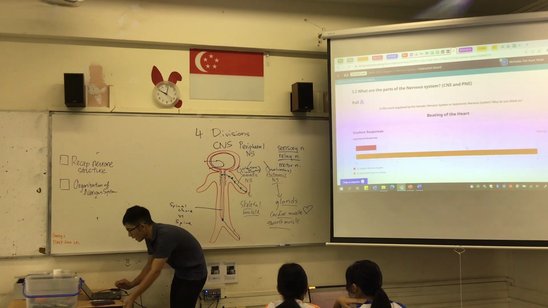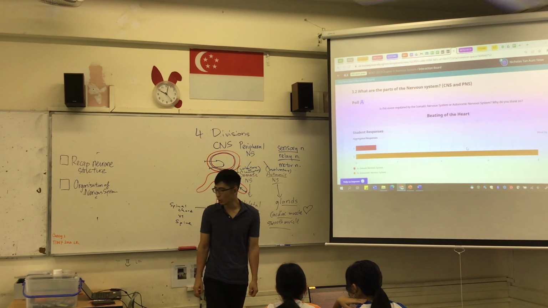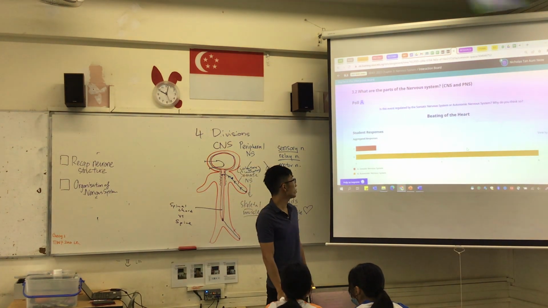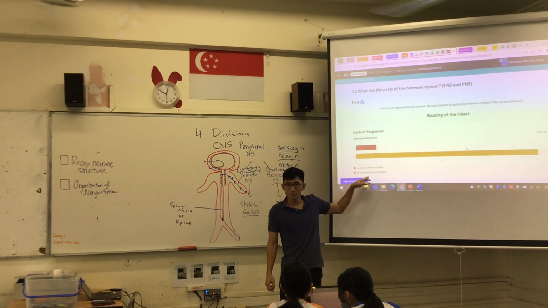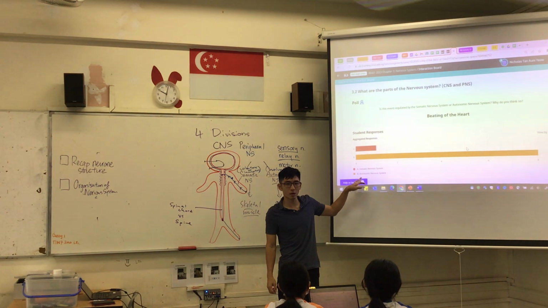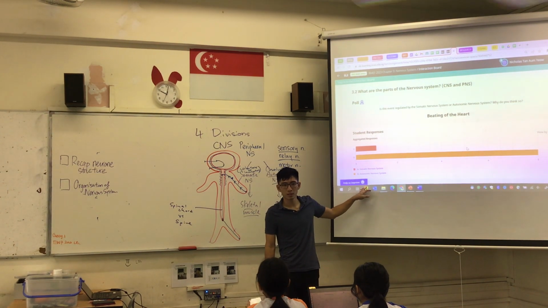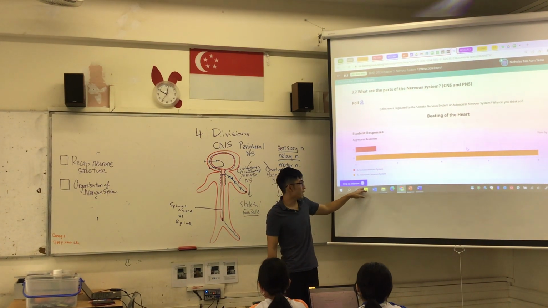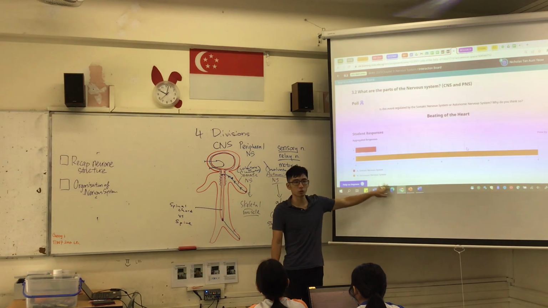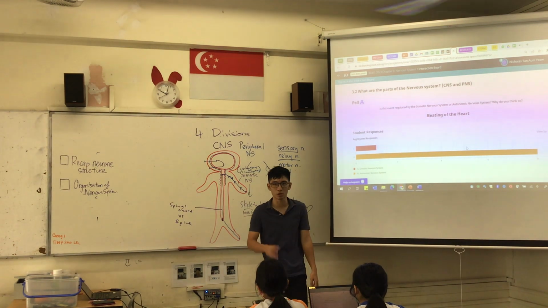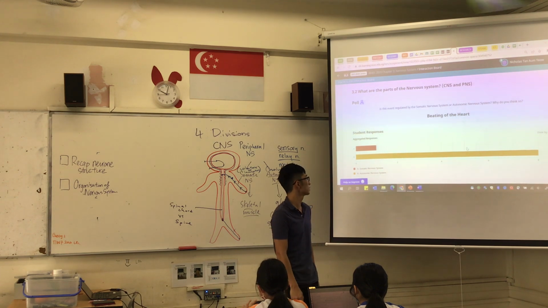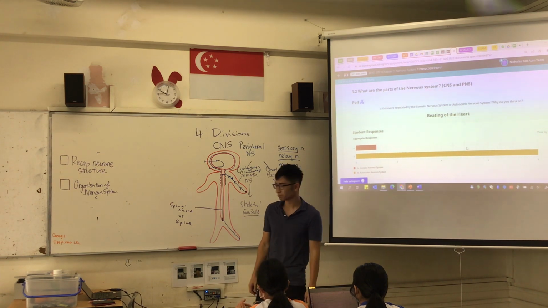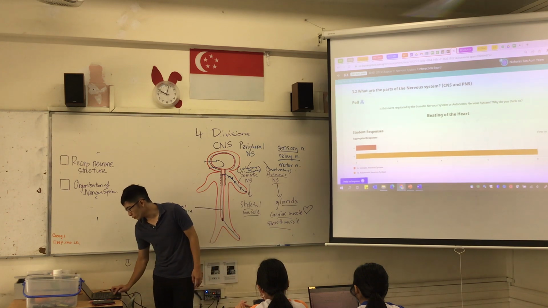Let's look at beating of the heart. Many of you feel it's autonomic. Some feel it is somatic. Beating of the heart is actually controlled by your autonomic nervous system. Yeah, say again. Beating of the heart is controlled by the autonomic nervous system. There's no way you can control the beating of your heart. Let's go to the next poll.